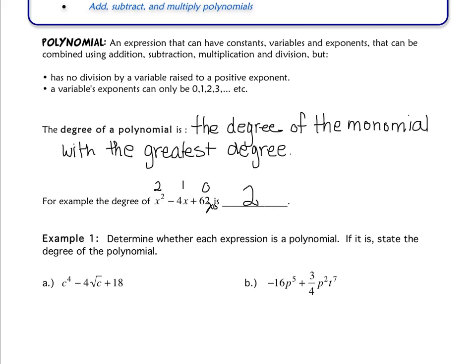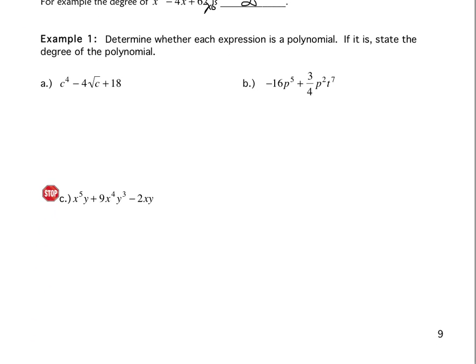Okay, so the first part we're going to determine whether each of the expressions is a polynomial, and if it is, we're going to state the degree of the polynomial. So remember, the two things that cannot happen that would make it not a polynomial is if the exponents are something other than 0, 1, 2, 3, 4, etc., or we have division by a variable and the power of that variable would be positive.